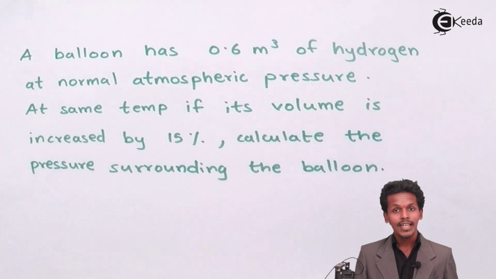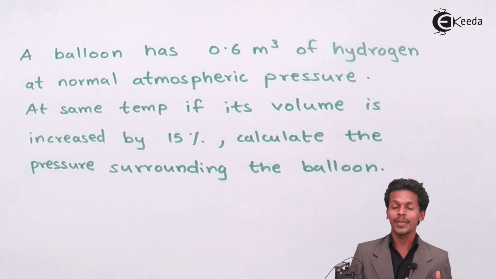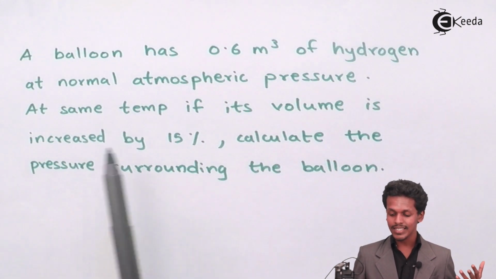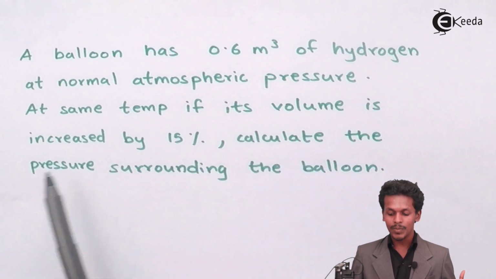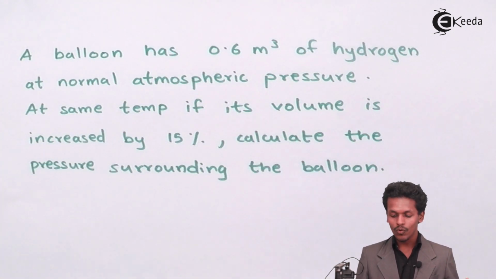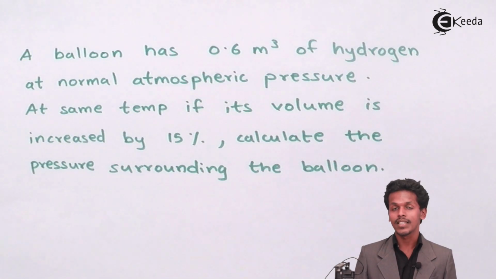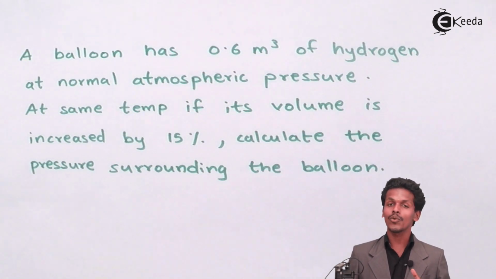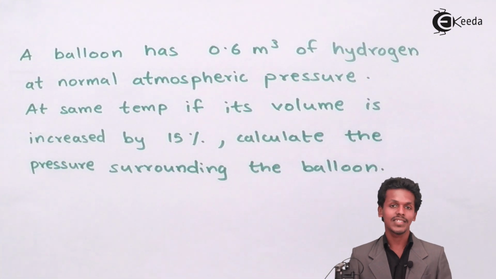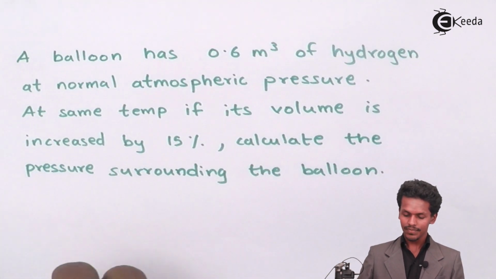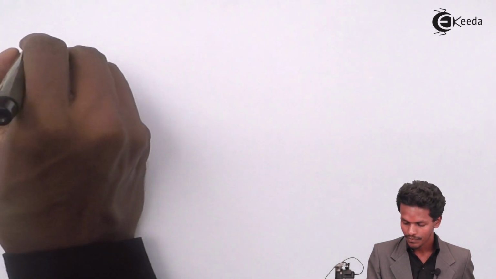This is a different kind of question compared to the previous one, because they have said that if the volume is increased by 15%, then what would be the pressure around the balloon? So this is what they are asking about. The first thing that we are going to do is extract the data and see what answer we could get. So the first thing I am going to do is extract the data.